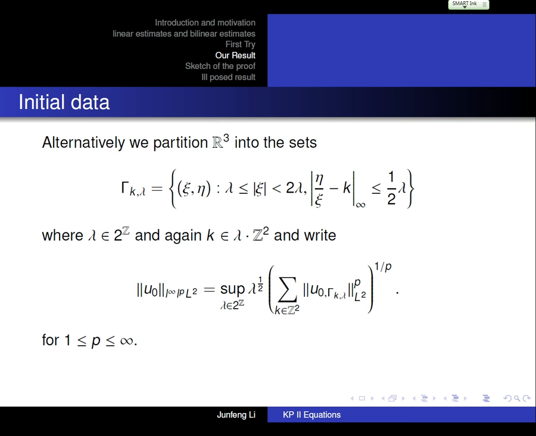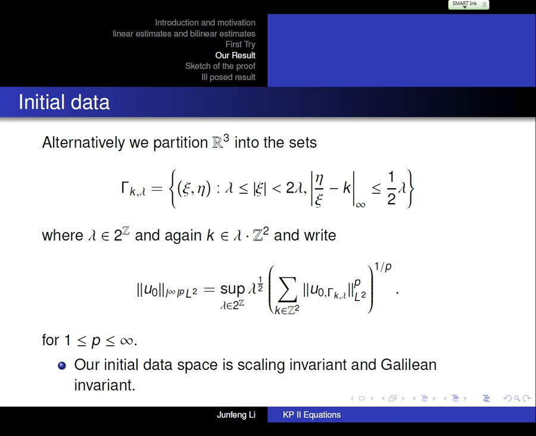Here, I just modify this gamma k lambda into this kind of size because this is the L2 norm. This is a two-dimensional case. The step is according to lambda. We consider all the waves compact into a small square, and then integrate in L2 and consider the LP norm outside. This lambda to the half you can consider as coming from scaling or from the regularity. So this kind of initial data space is scaling invariant and Galilean transform invariant.